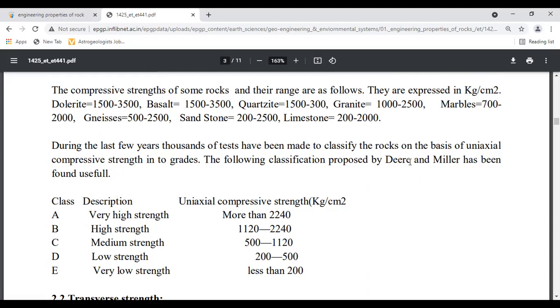Marbles 700 to 2000 kg per centimeter square. Gneiss 500 to 2500 kg per centimeter square. Sandstone 200 to 2500 kg per centimeter square. Limestone 200 to 2000 kg per centimeter square. During the last few years, thousands of tests have been made to classify the rocks on the basis of uniaxial compressive strength into grades. The following classification proposed by Deere and Miller has been found useful.